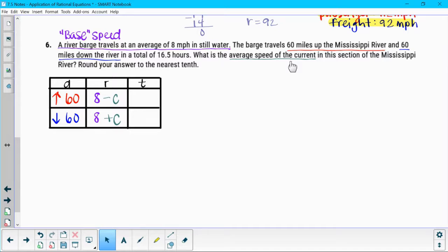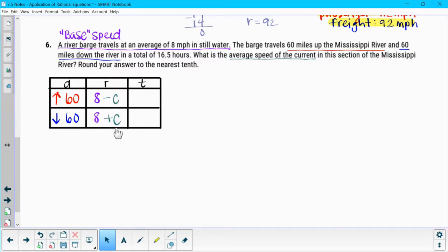Now, what's going to happen is you have to understand the concept of upriver and downriver. If you are going upriver, you are working against the current, meaning your speed is going to slow down. That's why I have it represented as the 8 miles per hour minus the speed of the current. If you're going downriver, you're going with the current. Therefore, it's increasing your speed. So I have the base speed of 8 plus the river current.